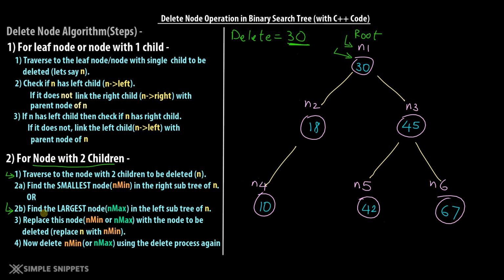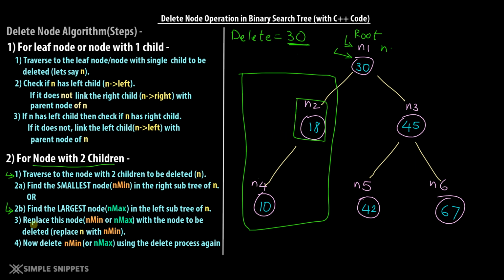Then in step 2 you find the largest node in the left subtree of n. So if this is n, the left subtree of n1 is these 2 nodes. Correct? In that we have to find the largest node, that is the node with the largest value. It is n2. So you have to select n2. And now step 3 and step 4 are going to be the same. So replace the node to be deleted with this node that you just found, which is the largest node in the left subtree. So n2's value is going to be copied into n1. So 18 is going to be copied over here.